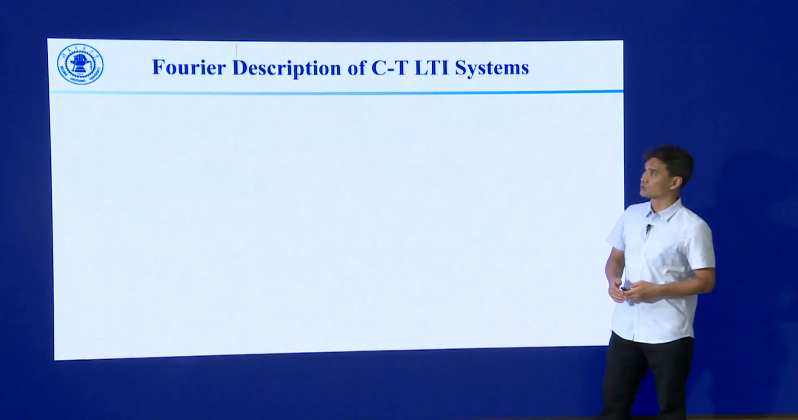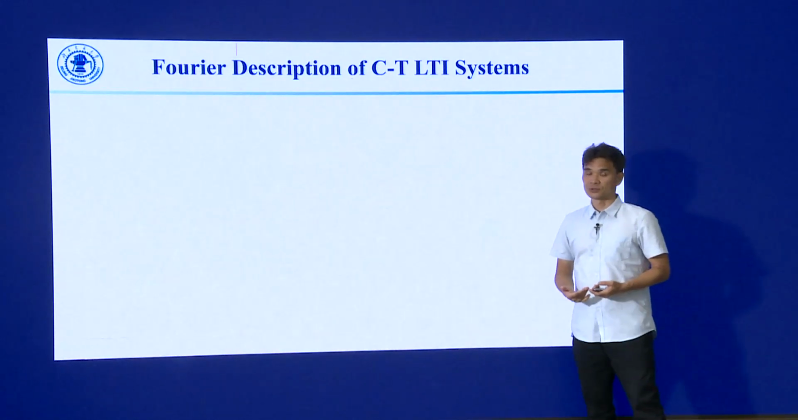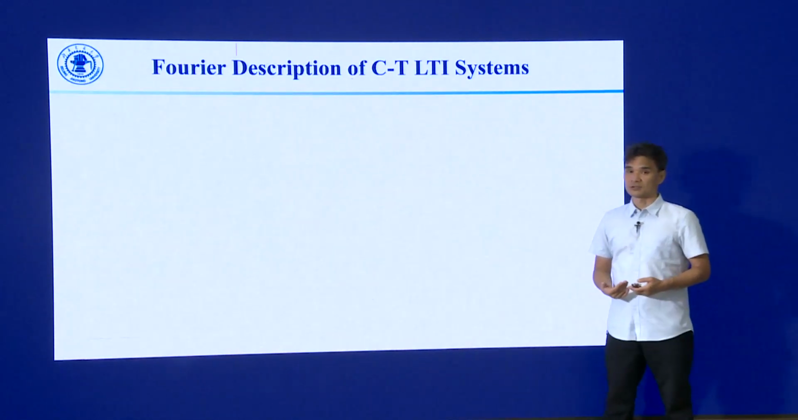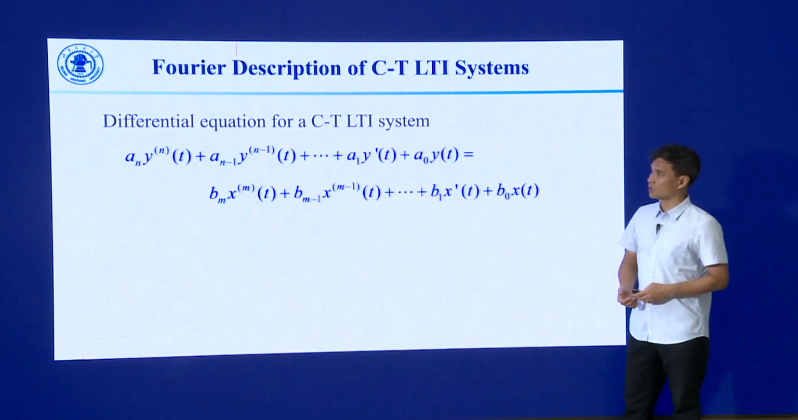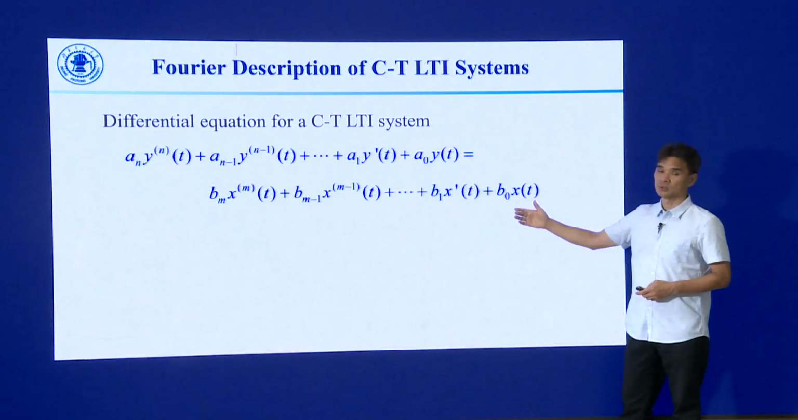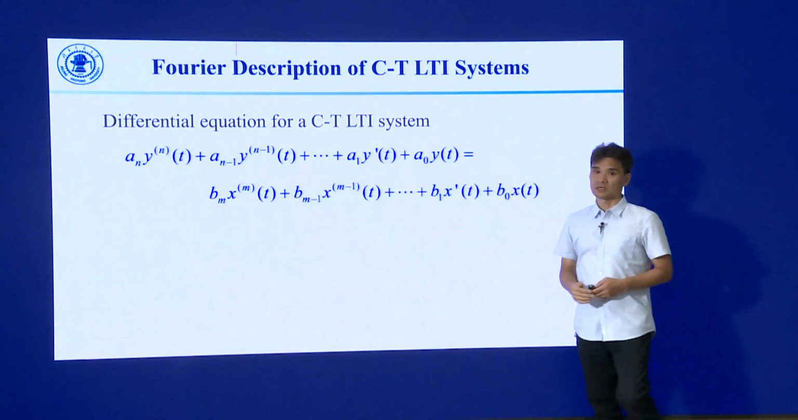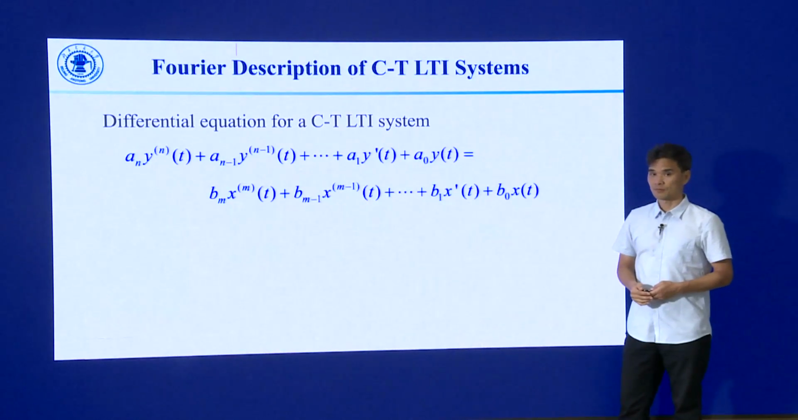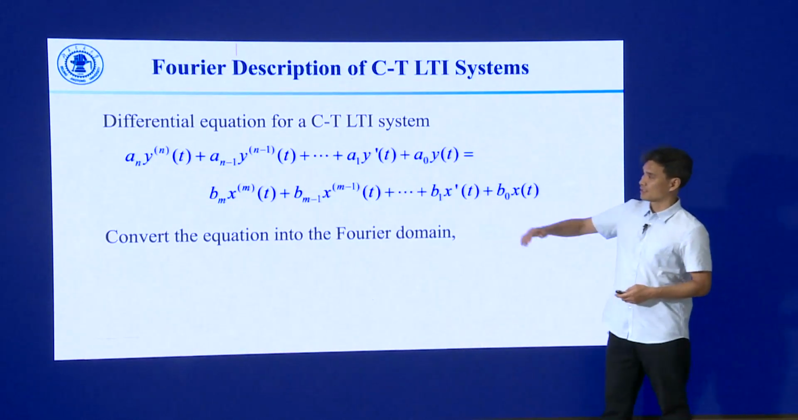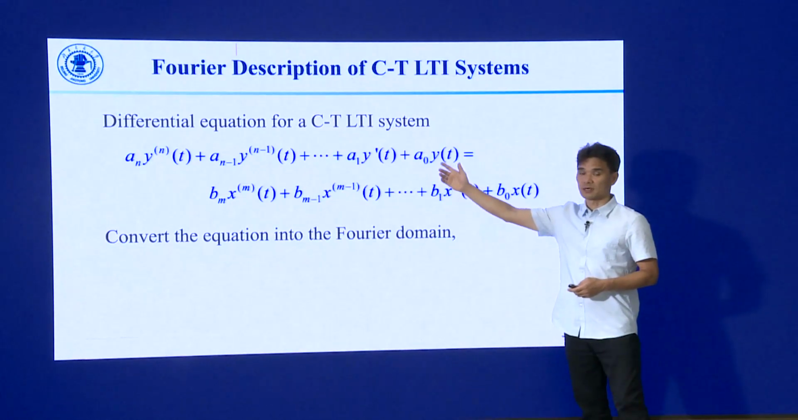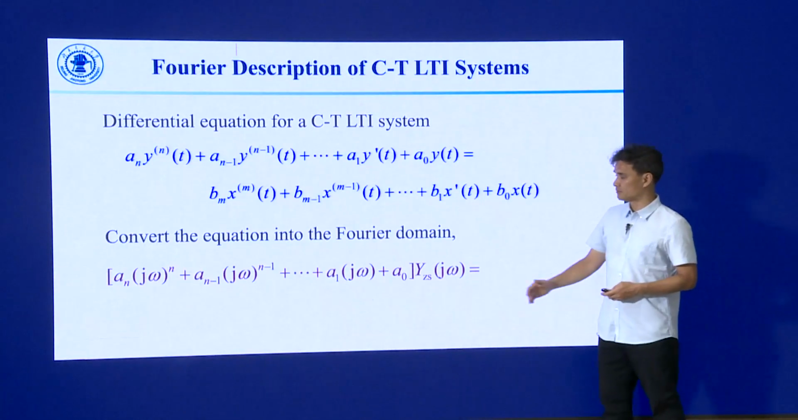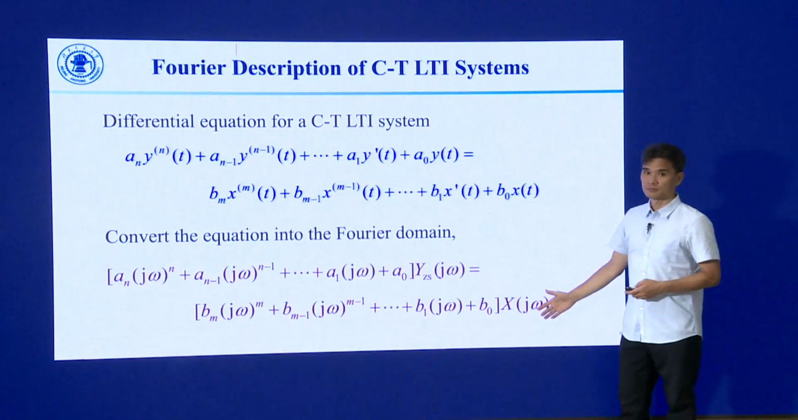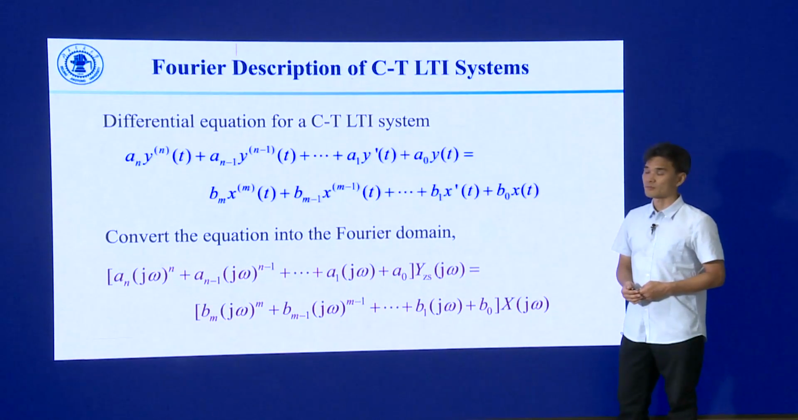Next, we try to use the Fourier method to describe a continuous time LTI system. In the time domain, we often use a differential equation to describe any continuous time LTI system. What if we take the Fourier transform on both sides of the differential equation? It will become this equation using the differentiation properties in the time domain.